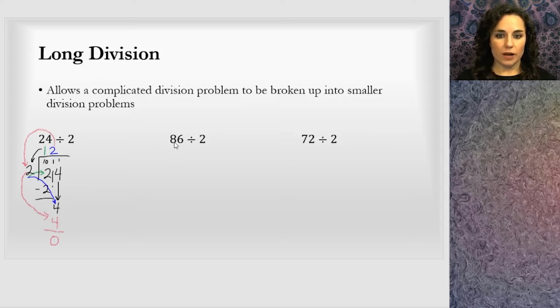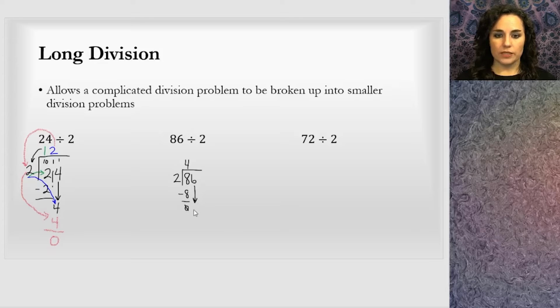I'm going to repeat this process for this next problem. I'm going to put 86 under the house, and I'm going to put 2 out front. My first step is to ask, how many times does 2 go into 8? Well, 2 goes into 8 4 times. I'm going to multiply 4 times 2 and put that down here, 8, and subtract. I get 0, which I expected. 2 goes evenly into 8 4 times, so I have nothing left over here.